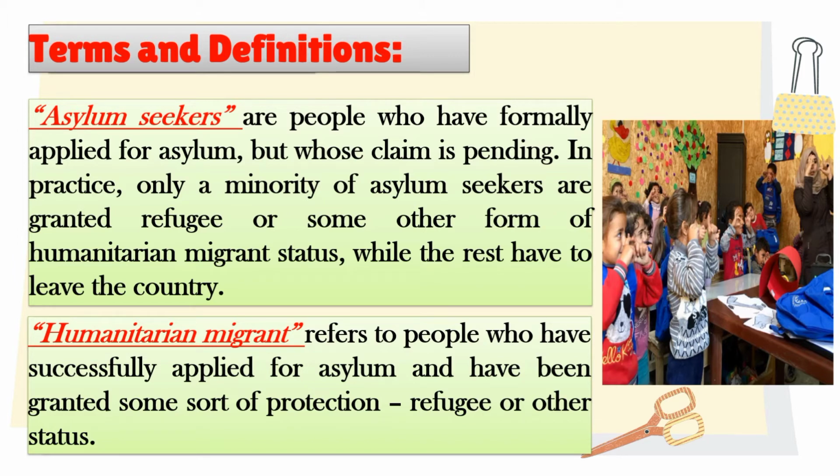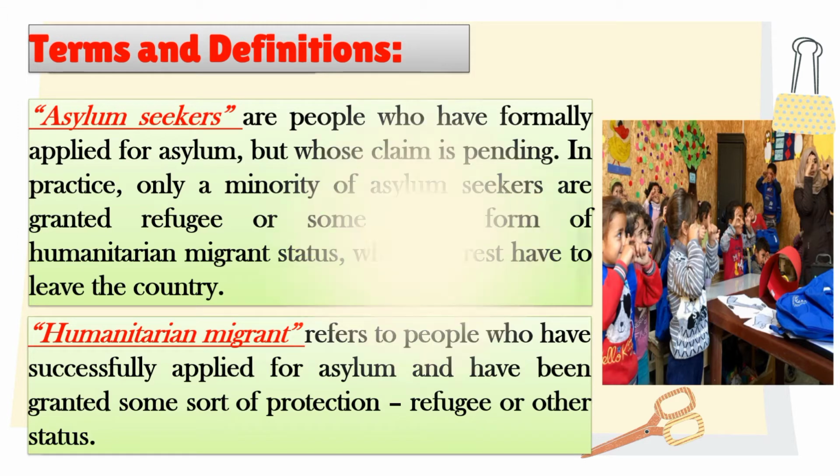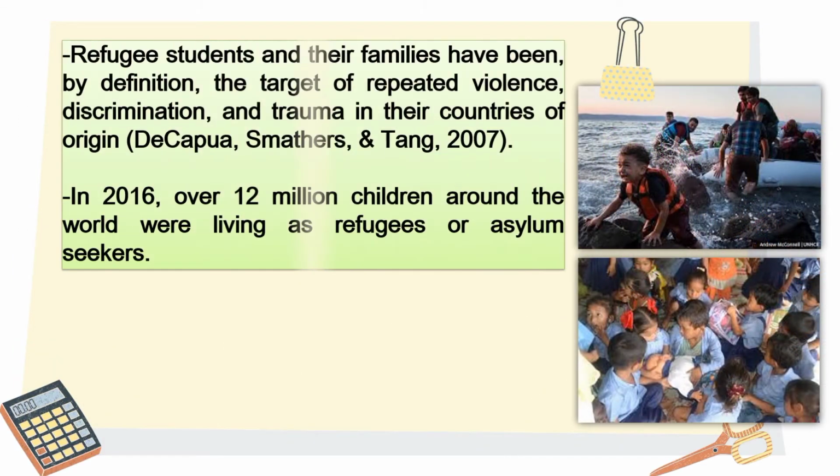Now, the terms refugee, people in need of protection, and humanitarian migrant are often used interchangeably, according to OECD 2016, page 7. By definition, refugee students are defined as the target of repeated violence, discrimination, and trauma in their countries of origin, according to Capps, Mathers, and Tang in 2007.